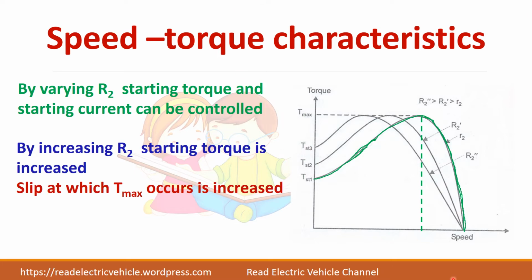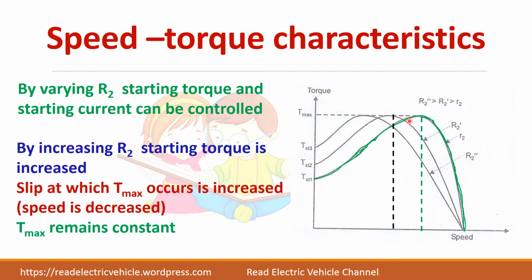But you have to note down here that you see the green color, that is without any external resistance, your maximum torque occurs at one speed. If I add external resistance, the maximum torque occurs at a lower speed. So the slip at which maximum torque occurs is decided by the external resistance. However, the maximum torque magnitude will not change, or it is independent of rotor resistance.